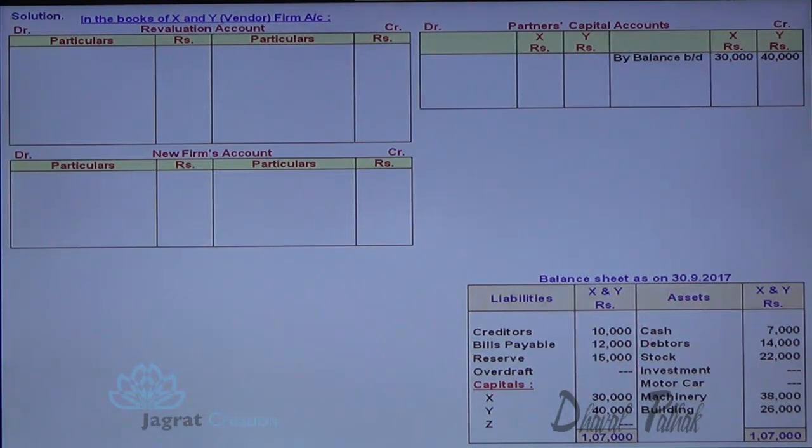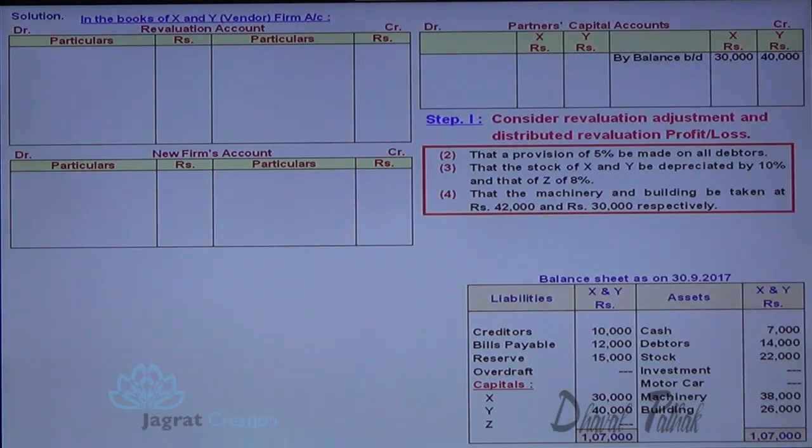Now, after writing this capital balance, just remember the steps with which I solve the sum. That's very important for the students to notice. The first step is to consider the revaluation adjustments and distribute the revaluation profit or loss amongst the partners in the ratio of their profit sharing. Now I am given adjustments 2, 3 and 4.